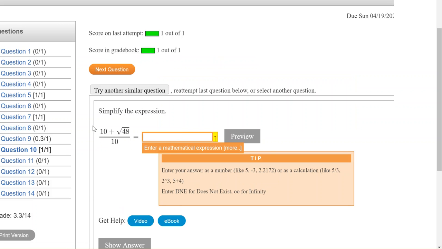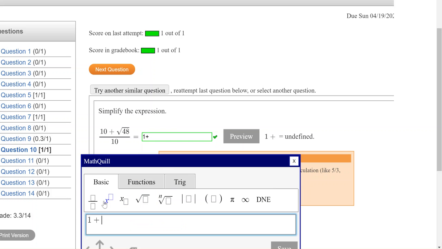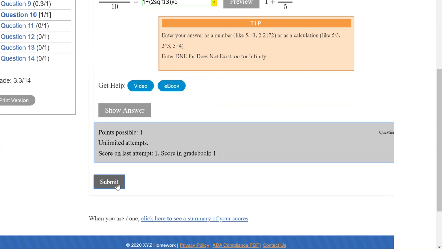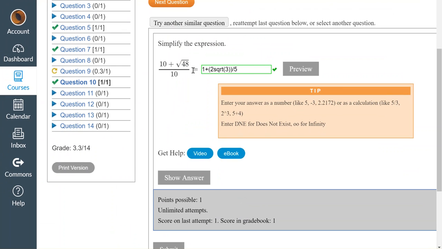Let's see if the other simplification is good. So that one's 1 plus, now this fraction, in the numerator, 2 times the square root of 3. And in the denominator, a 5. Save. Looks good to me. 1 plus 2 root 3 over 5. Excellent. So it likes both those answers.